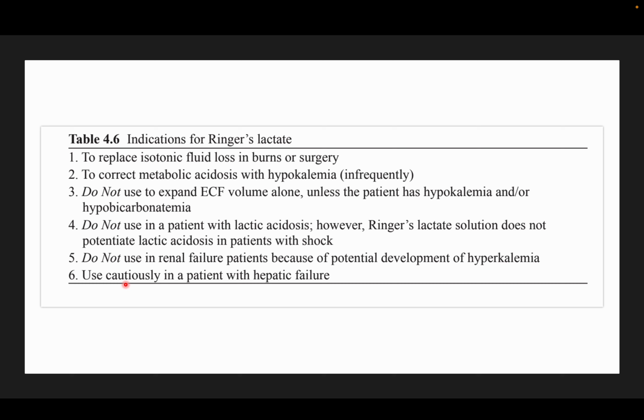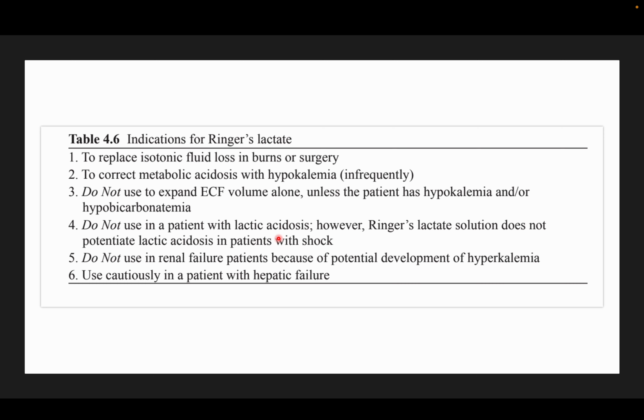Generally we do not use this in the case of ECF loss alone, because unless the patient has hypokalemia and hypobicarbonatemia, you do not use this as a volume expansion solution. If there is hypokalemia or hypobicarbonatemia, you can definitely use it, because whatever lactate we are giving is converted to bicarbonate, so it can correct the bicarbonate. A little bit of potassium, 4 milliequivalents, is also present. So hypokalemia can be corrected, but you don't routinely use it as a volume expander in the case of shock and all.